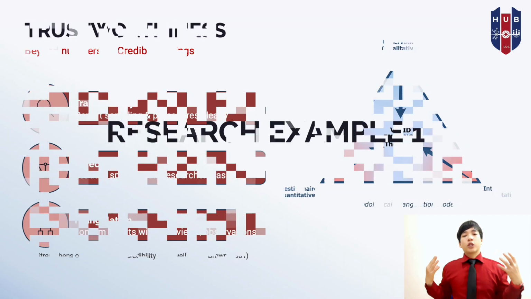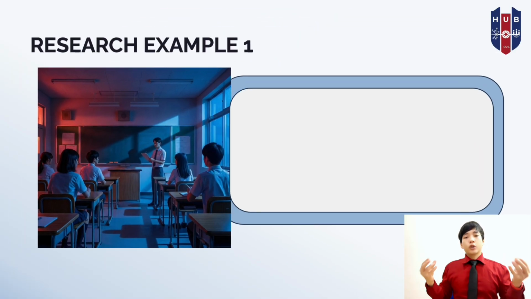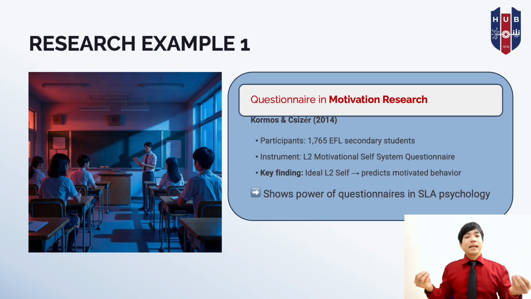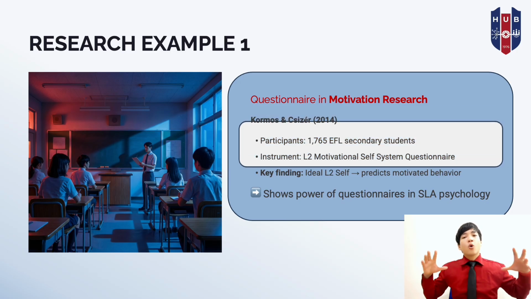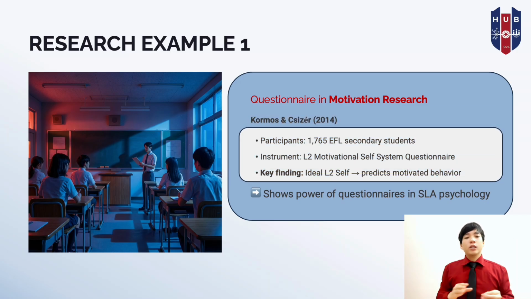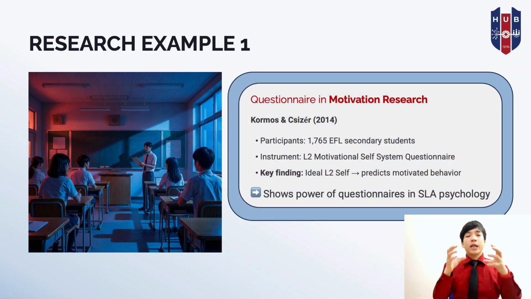To understand how questionnaires are applied in real research, let's look at motivation, one of the most studied constructs in SLA. Dörnyei and Ushioda, 2014, distributed a large-scale motivation questionnaire to more than 1,700 EFL students. Their findings show that students with a strong ideal L2 self, meaning they can picture themselves successfully using English, tend to show higher motivation and more autonomous learning behaviors. This demonstrates how questionnaires allow us to measure psychological constructs that strongly influence language learning success.